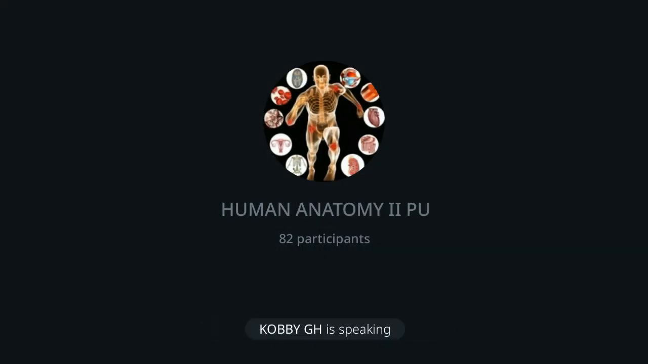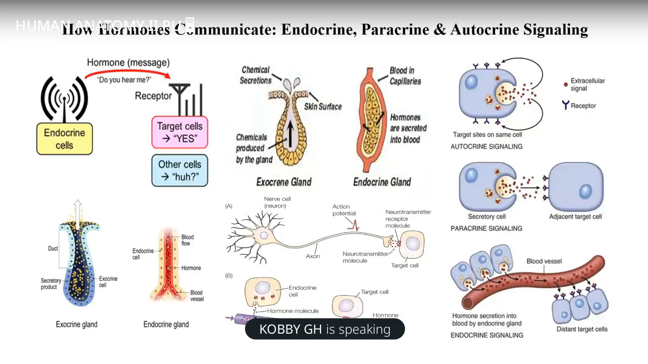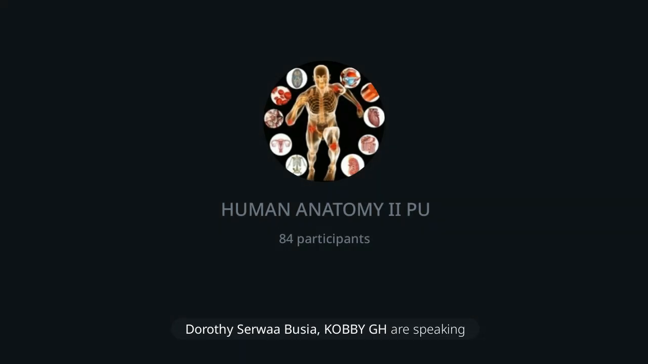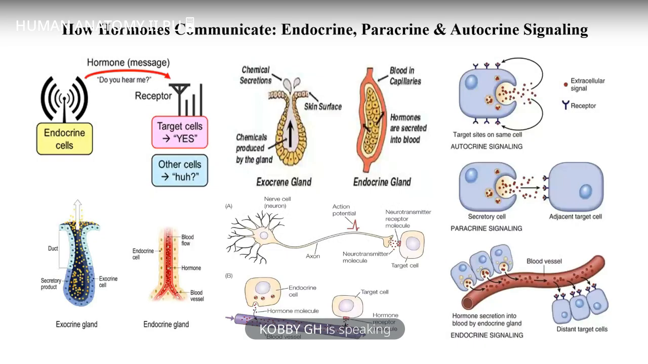Bloodstream. It means that the hormones are not released into a duct before they get to their target organ. They are rather released into the blood before they reach their target organ.